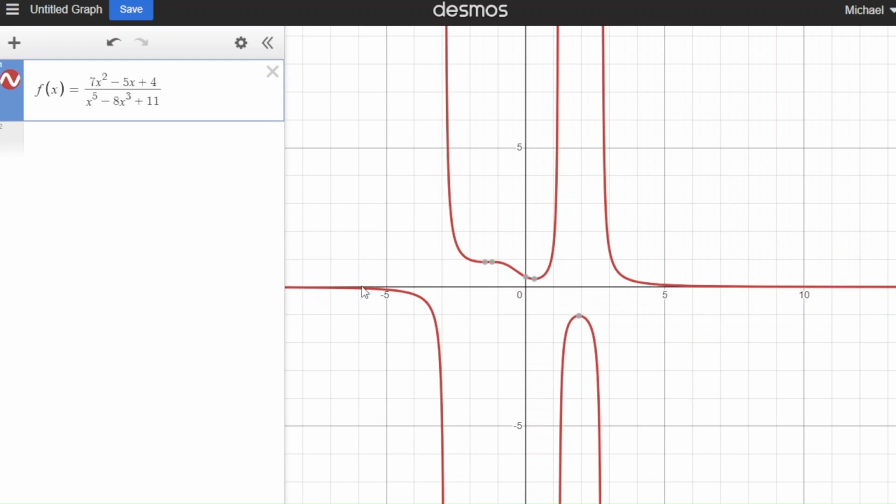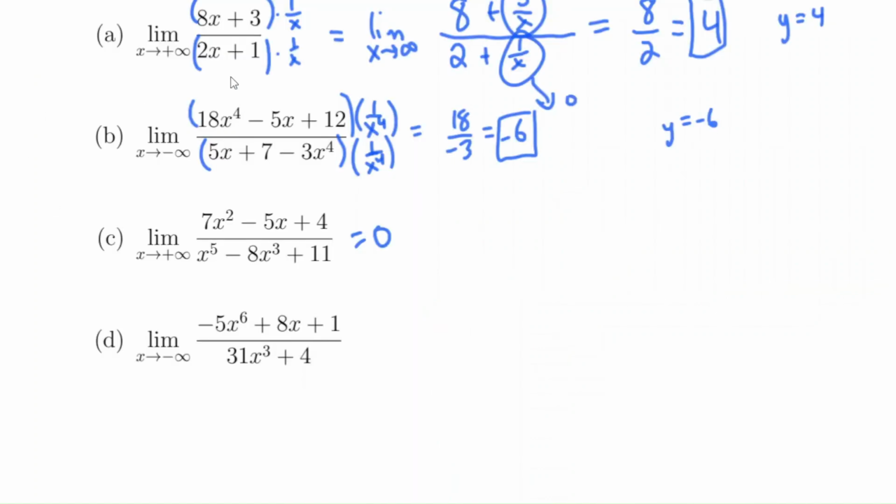So what that really means is y equals 0, which is really the x-axis, is a horizontal asymptote. So whenever the degree on the bottom is bigger than the degree on the top, you'll always get the x-axis, or y equals 0, to be your horizontal asymptote. Remember, if the degree is the same on the top and bottom, you look at the leading coefficients. If the degree on the bottom is bigger than the top, you get 0. And so y equals 0, or the x-axis, is the horizontal asymptote.